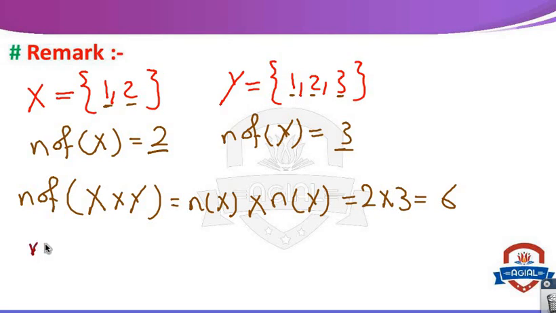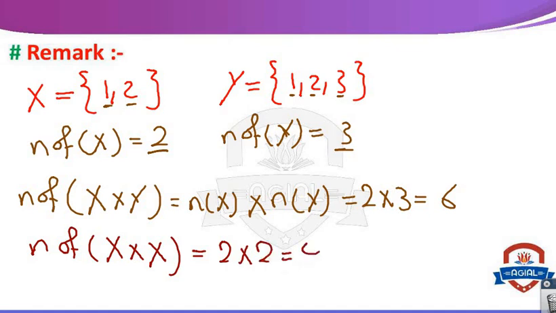Number of elements of X Cartesian product itself, or X squared. The number of elements of X equals 2 and the number of elements of X equals 2. Then the number of elements of the Cartesian product between X and itself equals 2 times 2 equals 4 elements, 4 ordered pairs of the Cartesian product between X and itself. Okay?